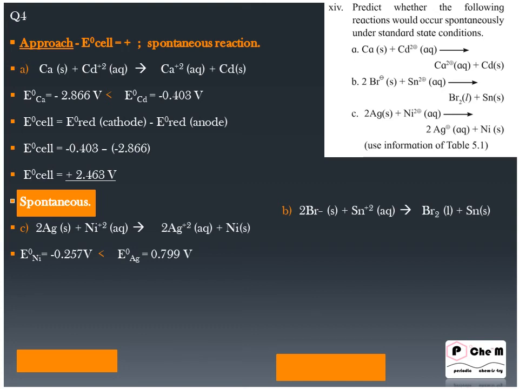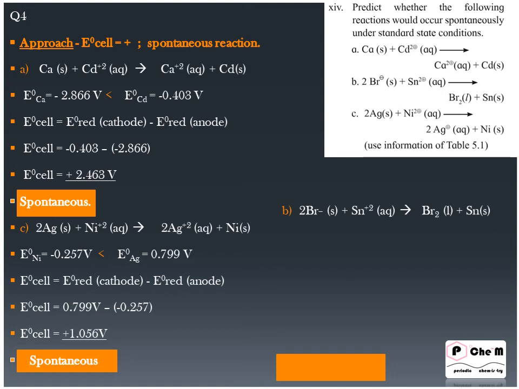The reduction potential of silver being higher, we will be using it as the cathode electrode, while nickel will be the anode electrode. Plugging the values in the respective positions, we get E0 cell as 0.799 volt minus minus 0.257, which will give plus 1.056 volt as our final answer. Here also we have got E0 cell as positive, and therefore the reaction is going to occur spontaneously.